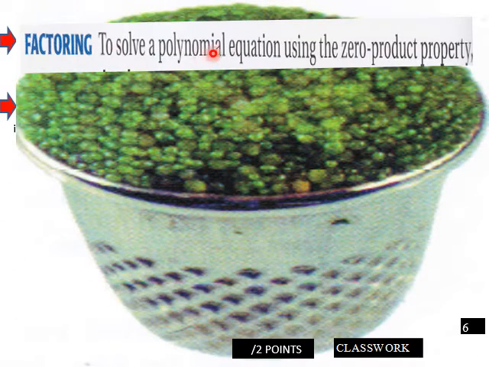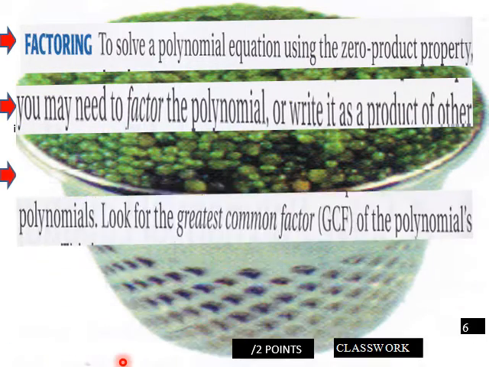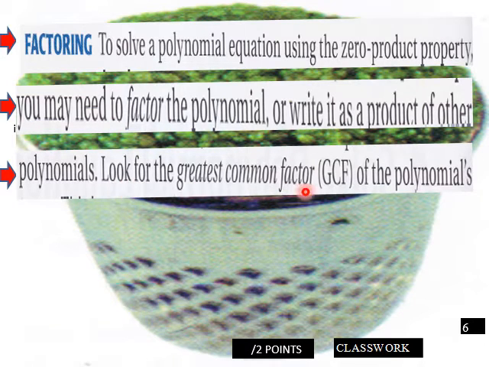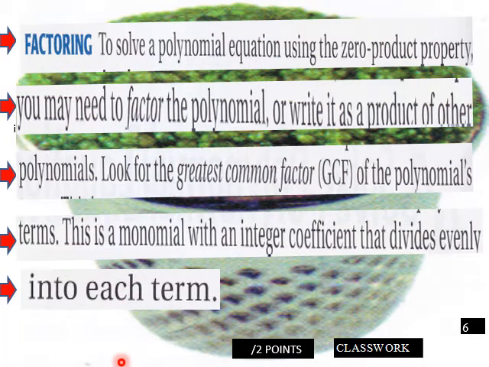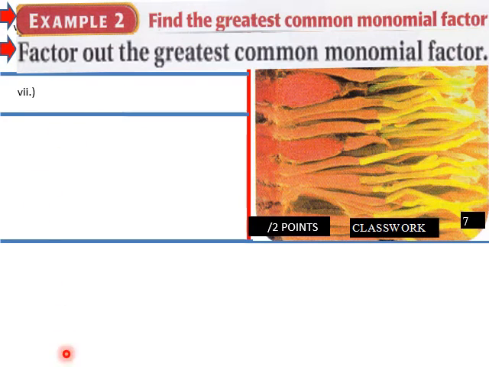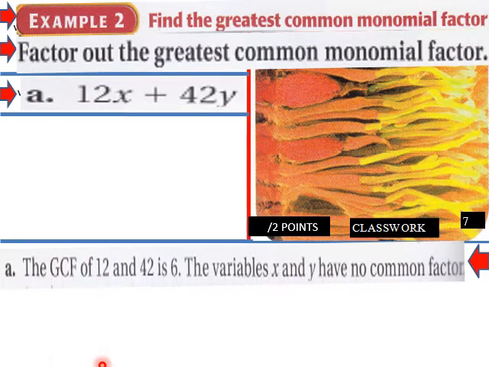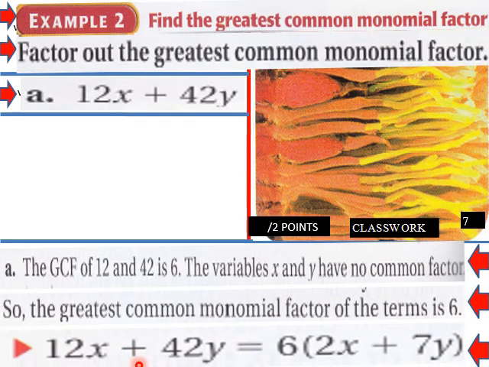Okay, factoring. To solve a polynomial equation using the zero product property, you may need to factor the polynomial or write it as a product of other polynomials. Look for the GCF of the polynomial's terms. This is a monomial with an integer coefficient that divides evenly into each. So find the greatest common monomial factor and factor it out. 12x plus 42y: the GCF of 12 and 42 is 6. The variables x and y have no common factor, so the greatest common factor is just 6. And this would be your factored form.